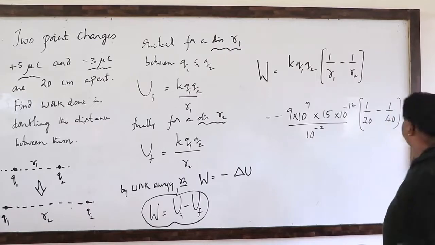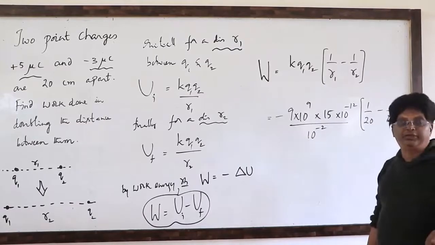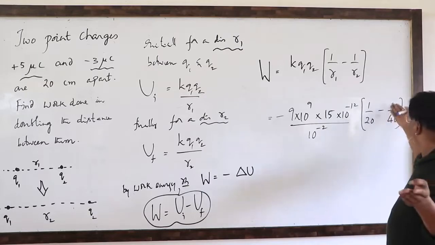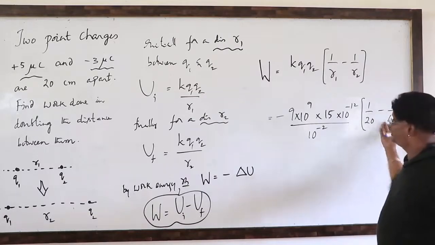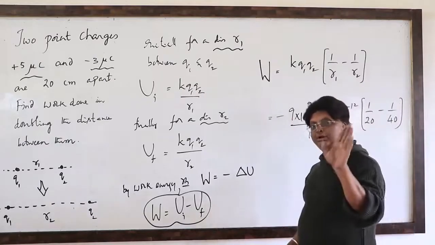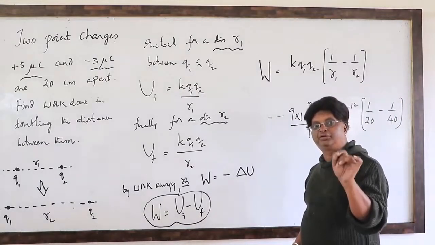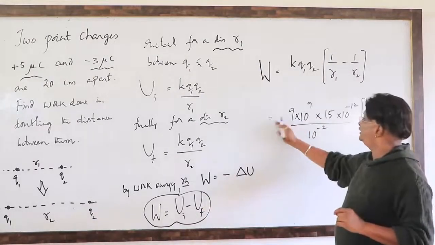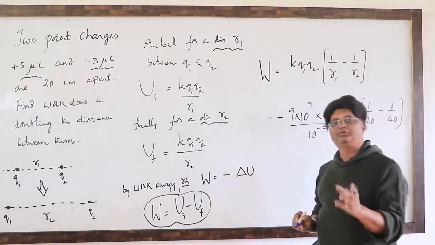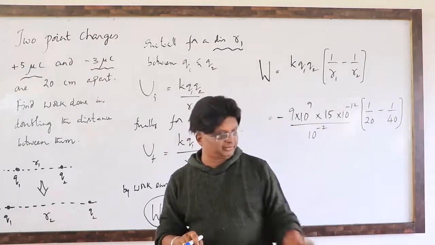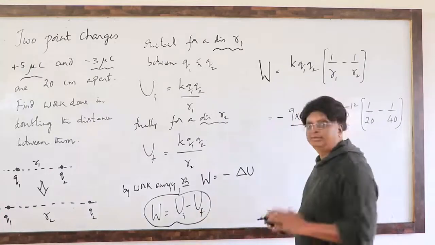Many people write 1 by 20 minus 1 by 40 as 1 by 20, but that is not right. This is 1 by 40, is it? 1 by 20 minus 1 by 40 is 1 by 40, positive. Finally it is negative. And that is why write it this way. And while writing, do not forget that the substitution of these charges is along with their signs. Then you will not have any problem in the final answer. If there is any confusion, for that too we have given the concept: when is work positive, when is work negative.